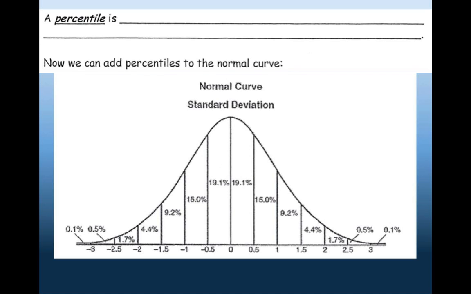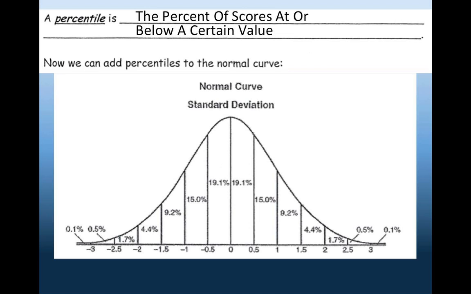We can add percentiles in now. A percentile is the percent of scores at or below a certain value. So if I'm asking where's the 50th percentile, well, 50% of the information is at or below the average, X bar there. So we're going to talk about that a little bit, and we're actually going to add some numbers into our diagram here.